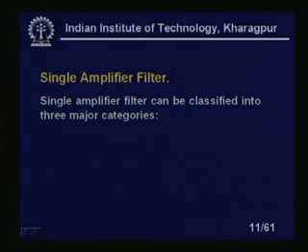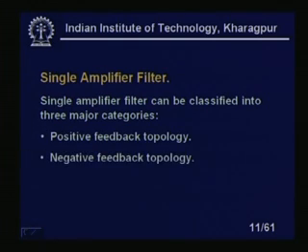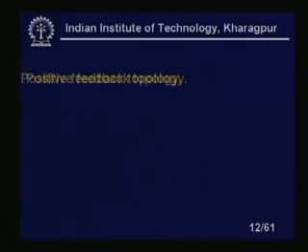If we put the RC networks in the positive feedback path, we will call it positive feedback topology. We will discuss both, one by one. Single amplifier filters can be classified into 3 major categories: positive feedback topology, negative feedback topology, and also an enhanced negative feedback topology. That is a negative feedback topology with a certain amount of positive feedback, which we will also discuss.